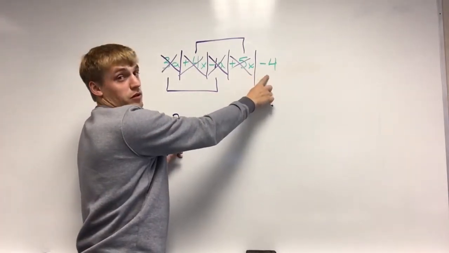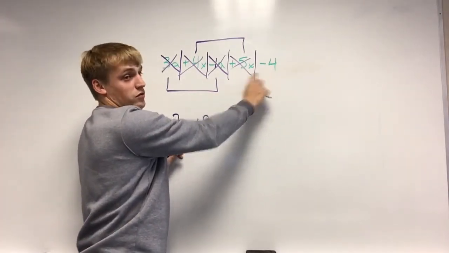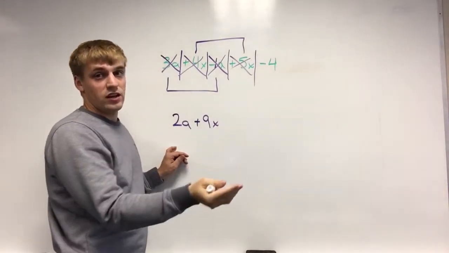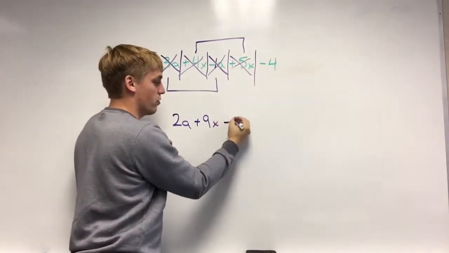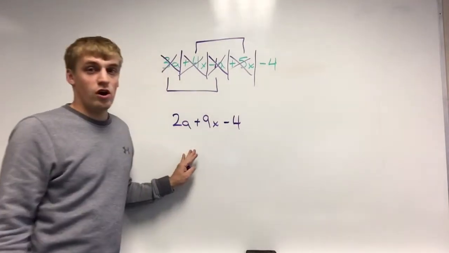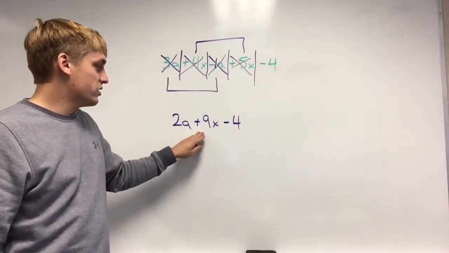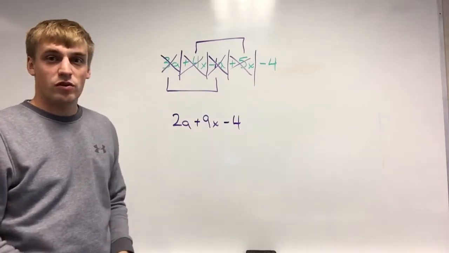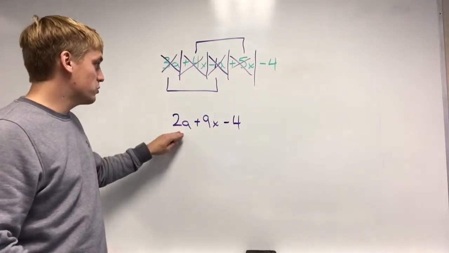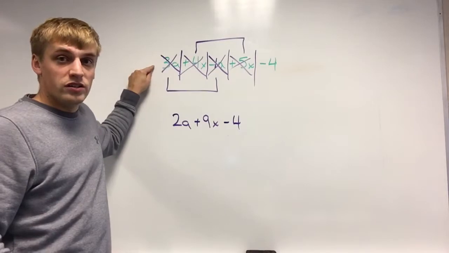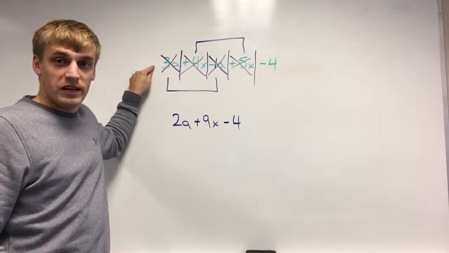So we're left with negative 4, or minus 4 here. Well, it's not like terms with anything, so we're just going to throw it on the end. So our simplified expression is 2a plus 9x minus 4. Okay? And this expression is still equal to the expression we had at the beginning.